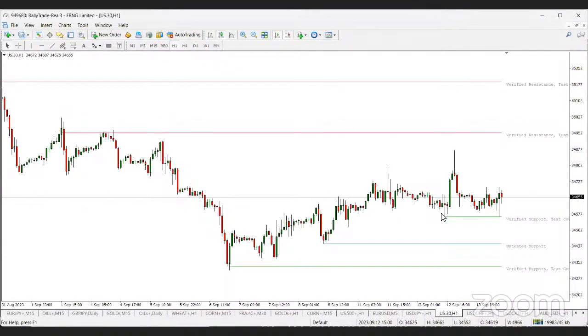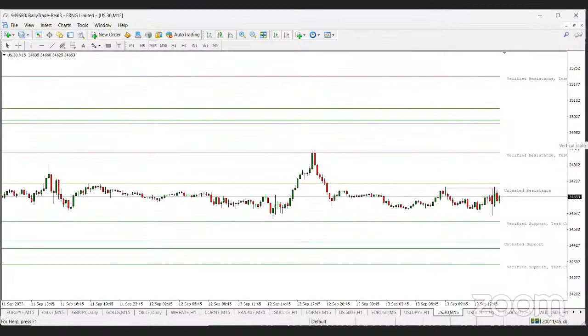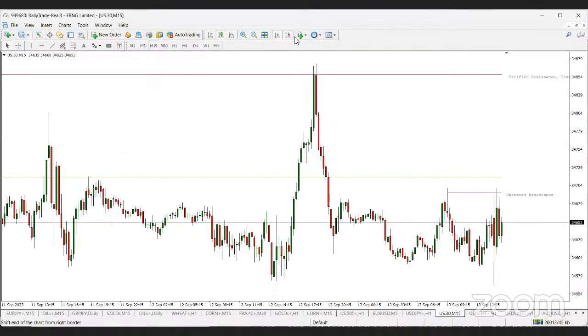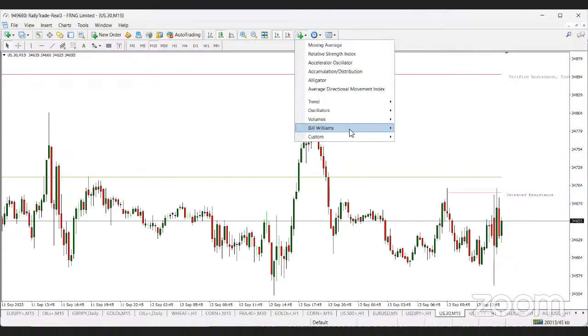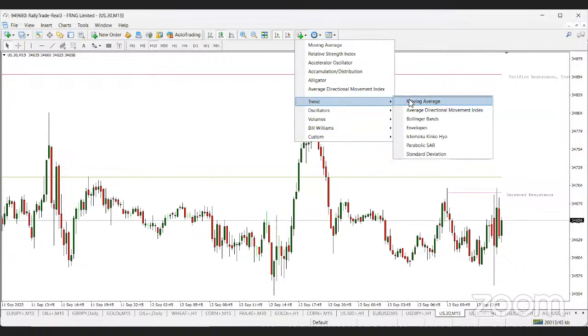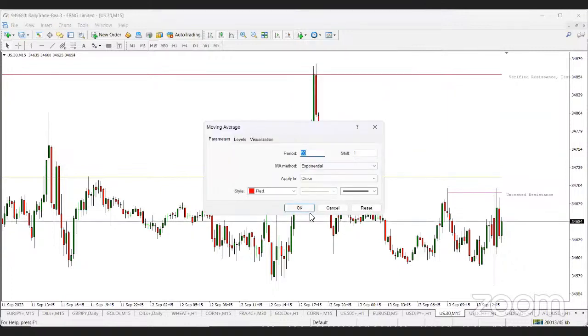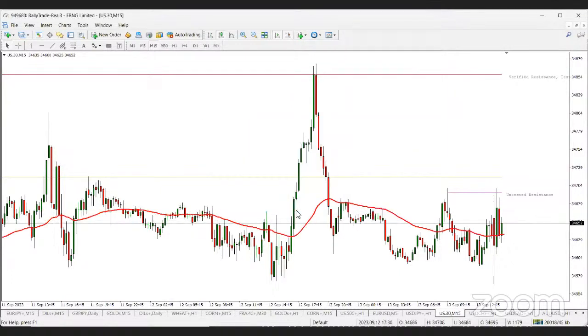This place is a place that has rejected price for a while. So what do we do? I can also apply my 50 moving average to the chart. Moving average 50, apply. Good.